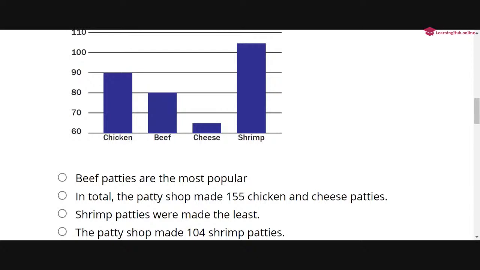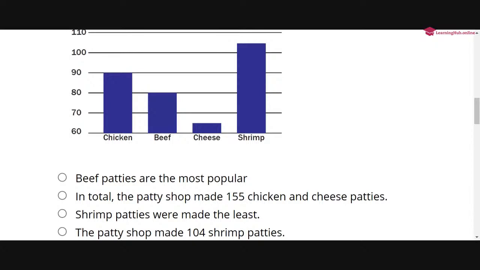In total, the patty shop made 155 chicken and cheese. So chicken is 90 and cheese is 65. Can somebody add that for me? What is 90 plus 65? Okay, one of my geniuses. 90 plus 65, that's 155. So this is correct. Shrimp patties were made the least. That is not true. They were the most. And the patty shop made 104 shrimp patties. I would give that right, 104 as well. Okay. All right.